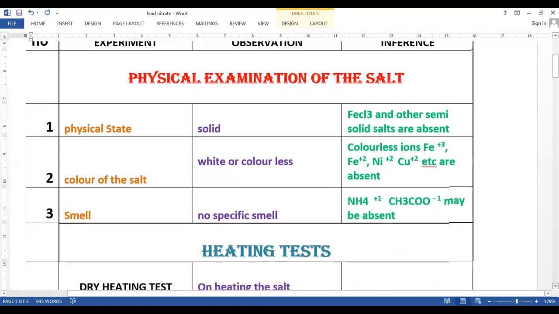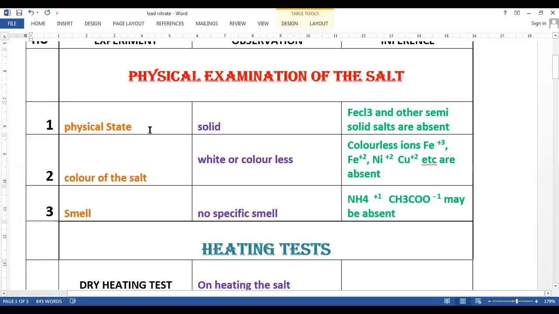So we can do the physical examination of the salt. You have seen that the physical state of the salt was solid. There are some salts which are semi-solid like FeCl3, and other semi-solid salts are absent. They are not present because we have already got a solid salt. Now you have seen the color of the salt. You have seen that the color of the salt is white, or we can call it colorless.